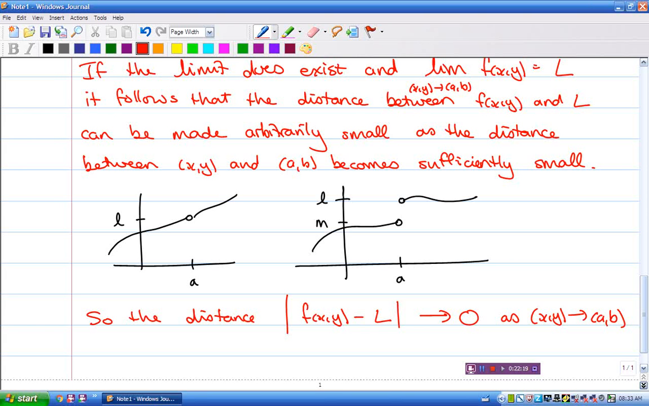So what we do is we deal not so much with the function itself, but with the distance between the function and what we suspect its limit to be.